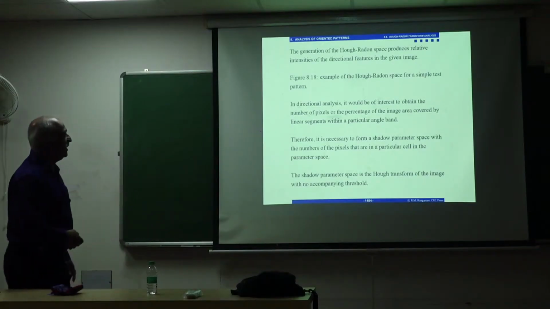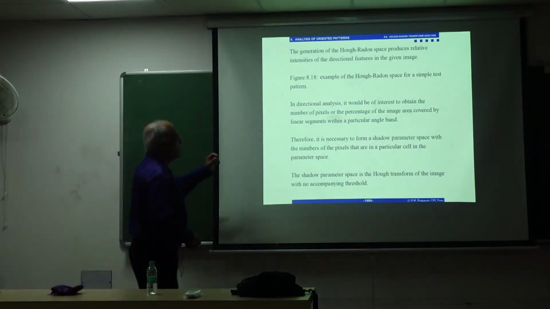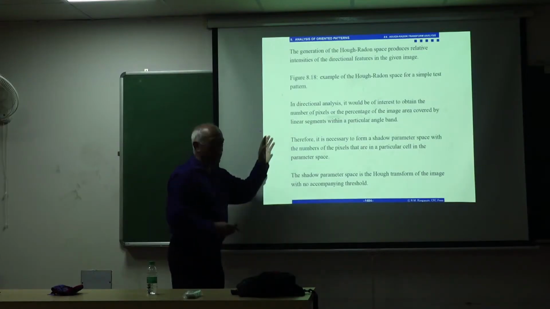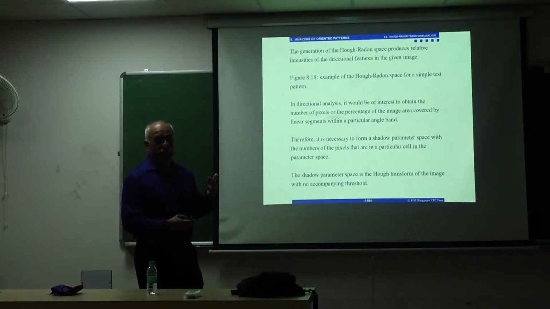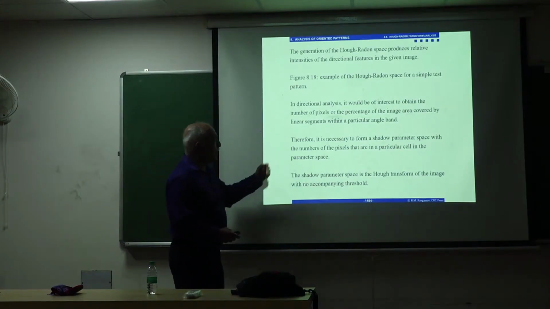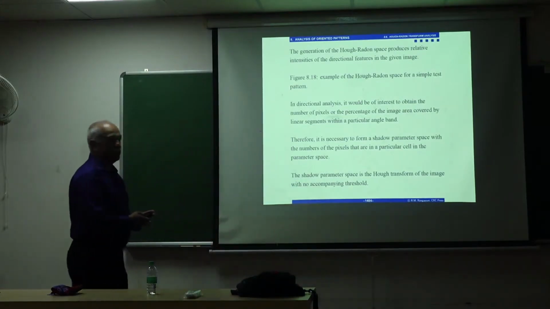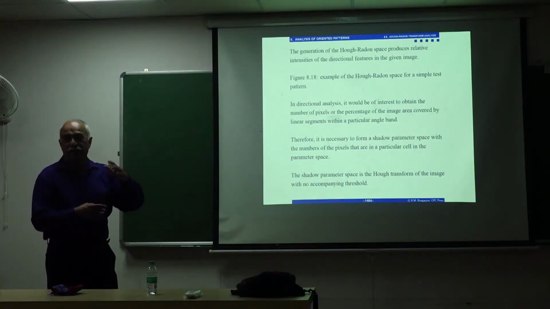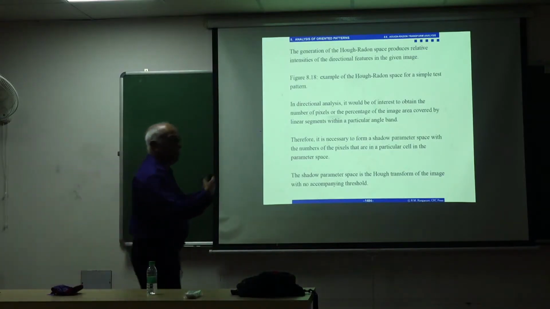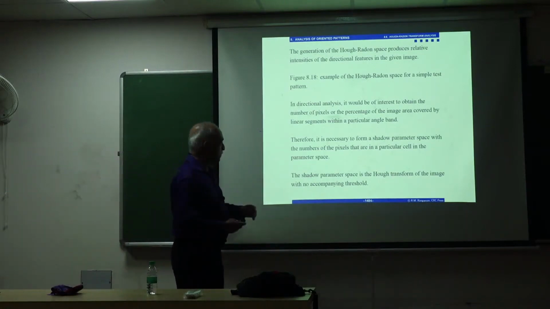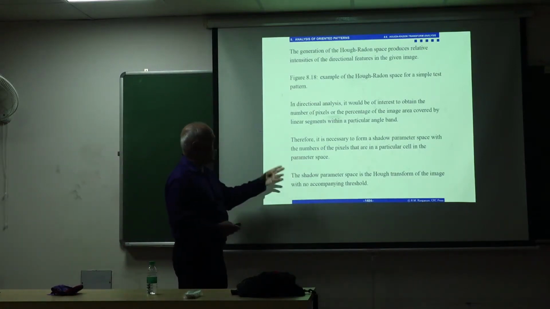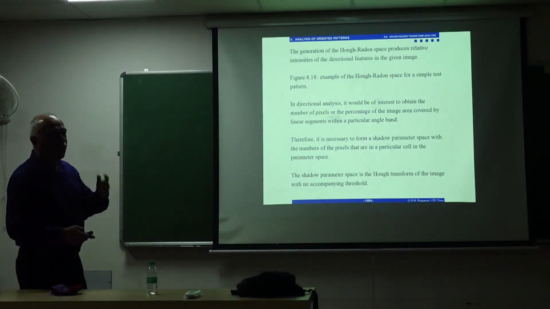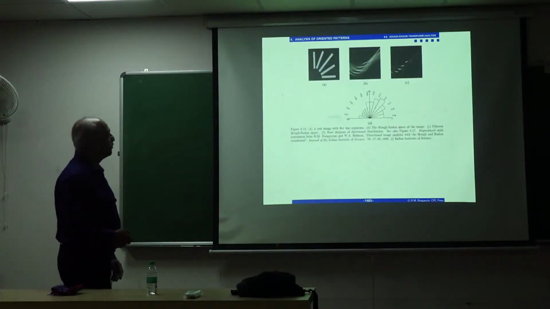In directional analysis, it is of interest to obtain the number of pixels or the percentage of the image area covered by linear segments in a particular angle band. That is what we want. So we need to form another parameter space with the number of pixels. Here the intensities have been added up, but you don't know how many pixels there are. So you need to have another space, like the Hough space. The shadow parameter space is the Hough transform of the image with no threshold. So you need to have another measurement.